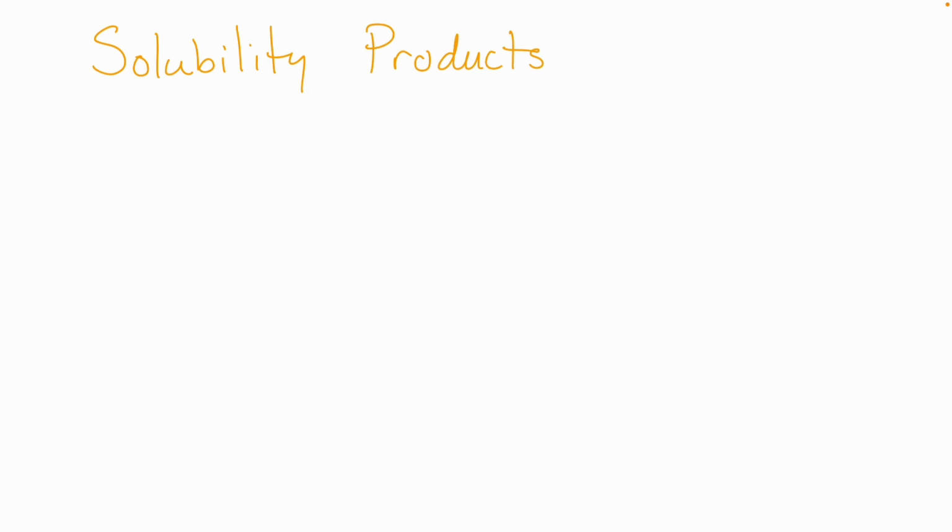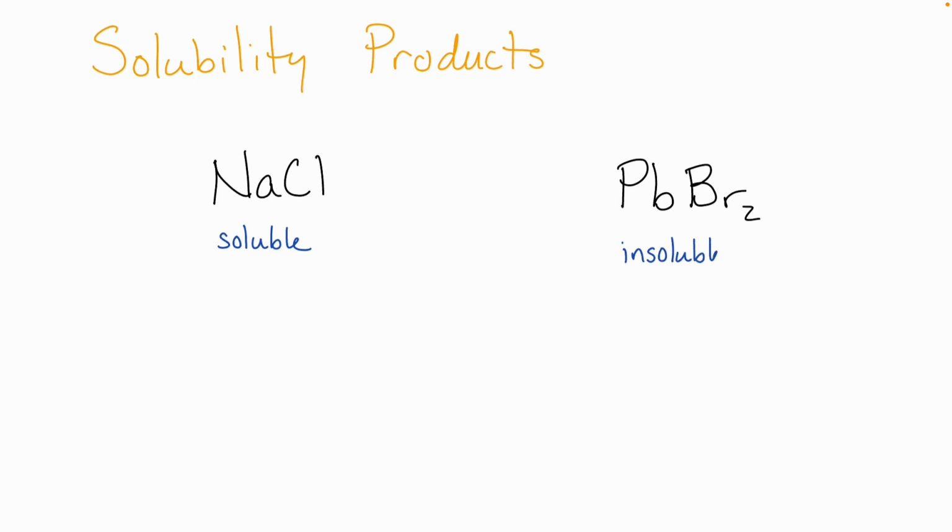All right, so in general, in the first semester, you learned about this black and white difference between ionic compounds as being either soluble or insoluble, right? So NaCl is a soluble salt, whereas lead-2 bromide would be classified as insoluble. All right, your world was very black and white at that point. It either is or it isn't, right?